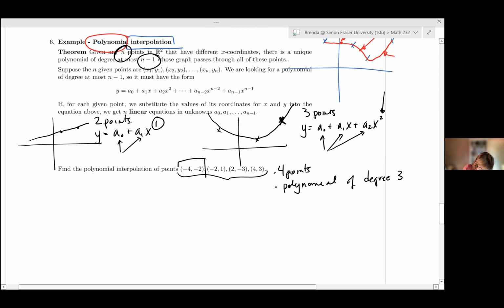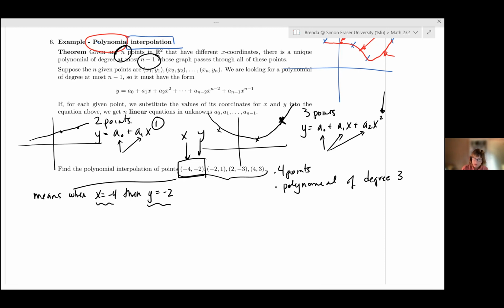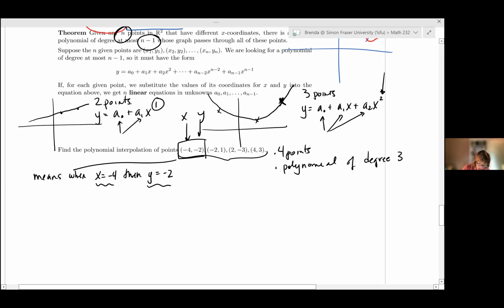Okay, so then let's just make sure we understand the meaning of each one of these points. The point right there means, when x is equal to minus 4, then y is equal to minus 2, right? We always write our points like this, x, y. So it means for this polynomial that we're trying to find, it must be the case that when we set x to be minus 4, then y will be minus 2, because the polynomial has to go through every point. So for the first point, when x is minus 4, our polynomial will give us the result y is minus 2. That's what we do to generate the first equation.